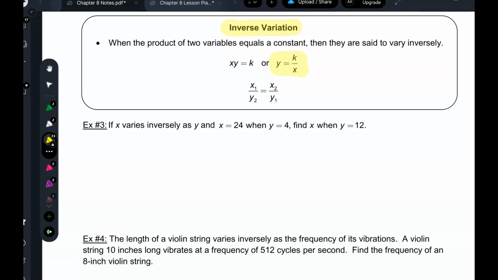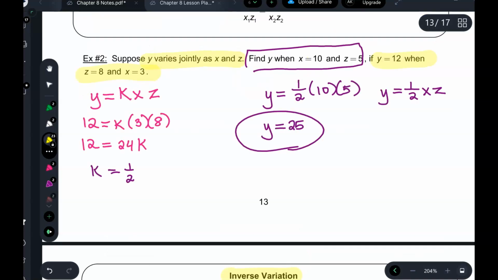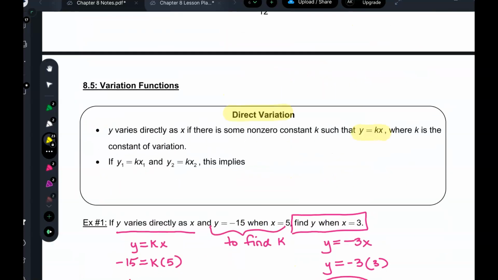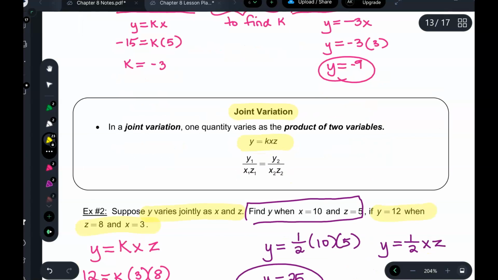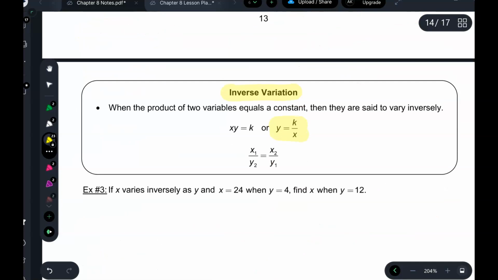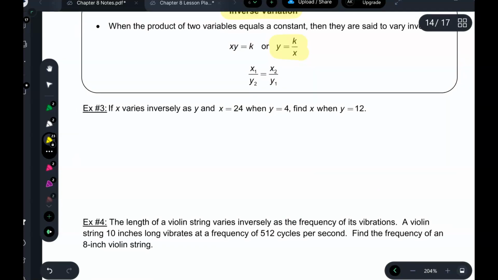Inverse variation. Last one. Inverse variation is when we just have y equals k over x. So directly proportional was k times x, right? This was y equals k times x. That's direct. Jointly is two of them multiplied. And then inverse is when you have k divided by x.